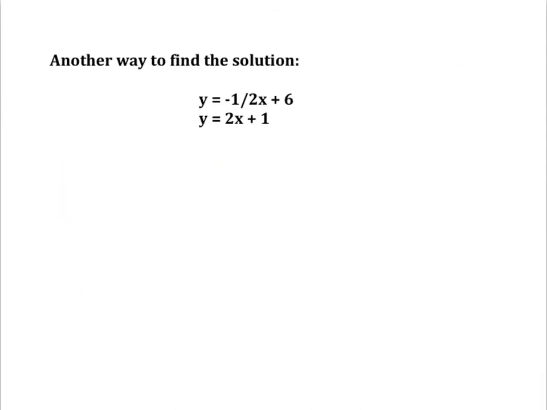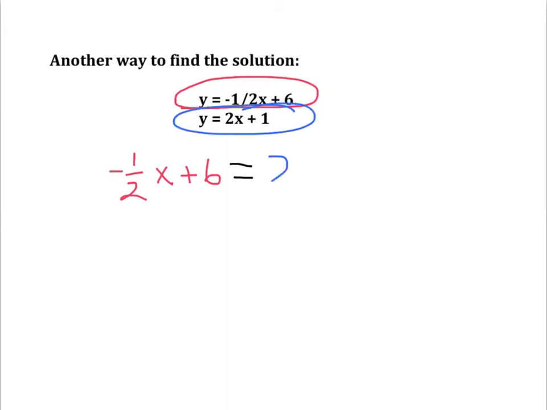Okay, another way to find the solution would be to take our two equations and set them equal to each other. So if we take equation 1, which was y equals negative 1/2 x plus 6, we'll say negative 1/2 x plus 6. We're going to set that equal to our second equation, which was 2x plus 1. Because we know that both of these are equal to y, so what we need to consider is that y is the same for both of them. That's why we can put the equal sign in between. And then what we need to do is solve for our variable.